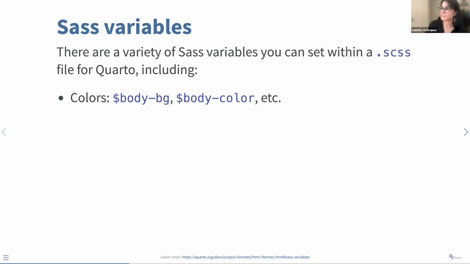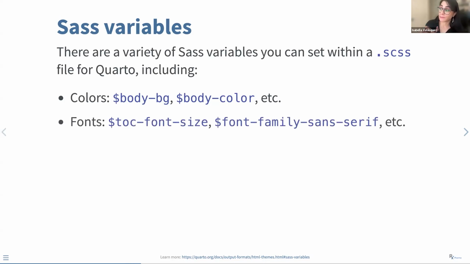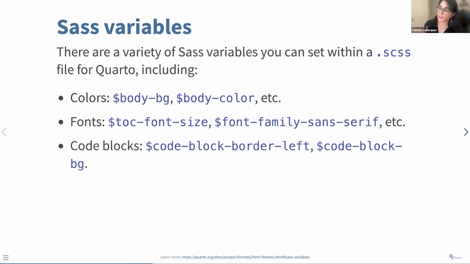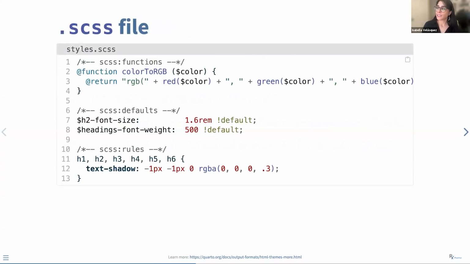You could do specific fonts, and so code blocks. So here you can add a code block border, code block background if you want it to be a different color than the default. There are a ton of variables, and so when you find yourself really needing to tweak something, definitely first take a look at the documentation and see if there's a Sass variable that controls that and try to edit it as well.